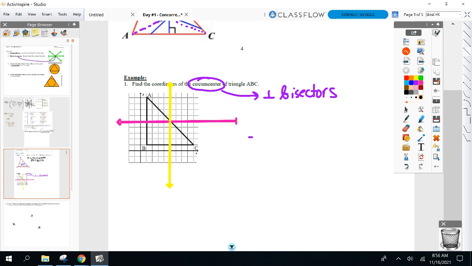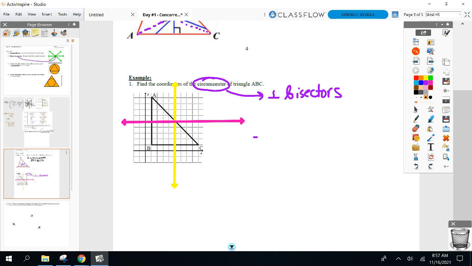Right? If we did these two correctly, which we did, shouldn't we already know where the circumcenter is going to be? I don't have to waste my time figuring out, is it here, here, here? I don't have to do that. Where is it going to intersect? Where the first two already intersected. There it is. There's your circumcenter.